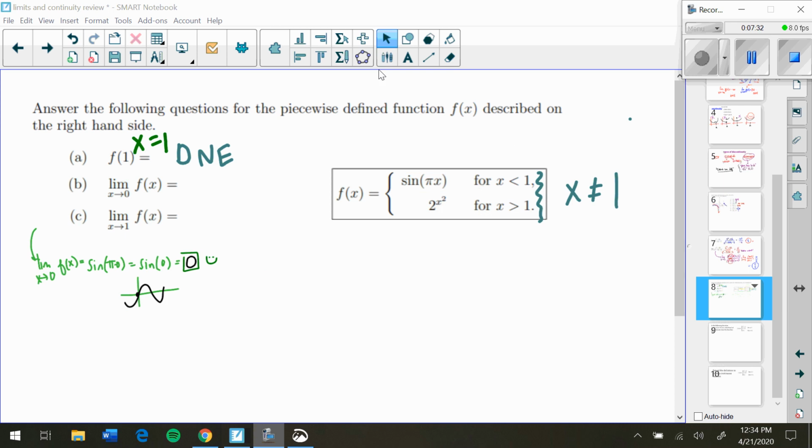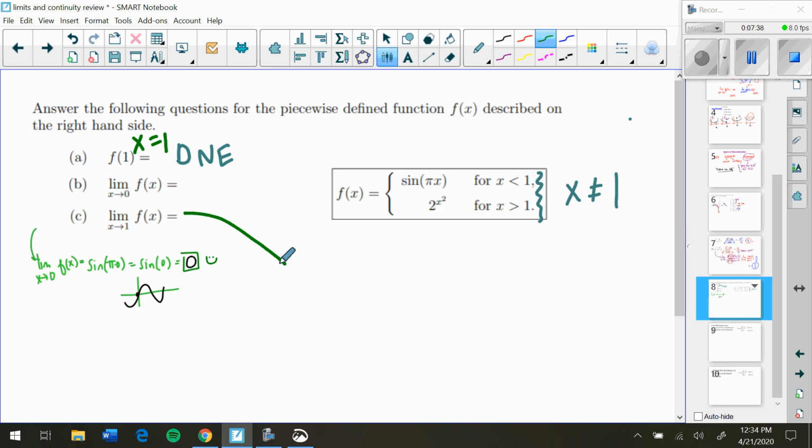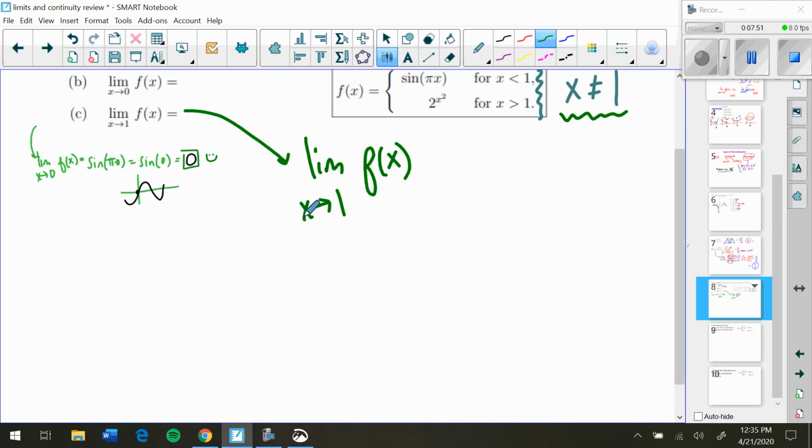That is my answer for B. All right, sorry, I cleaned that up a little bit. Now let's look at C. So C, the limit as x approaches 1 of this function. So we know that f doesn't actually exist at 1, but we can still look at what it is approaching as we get close to 1. So to do this, we need to take two limits.